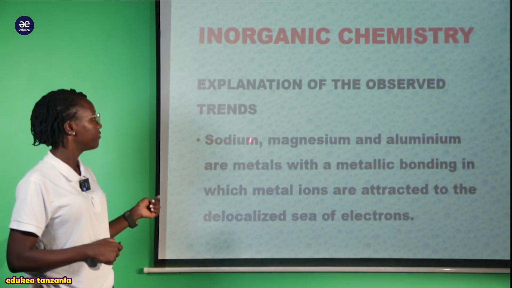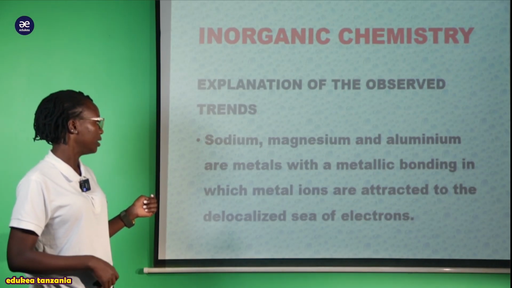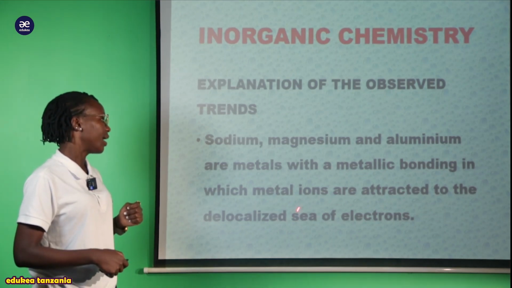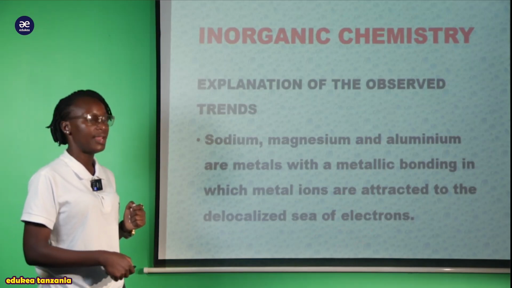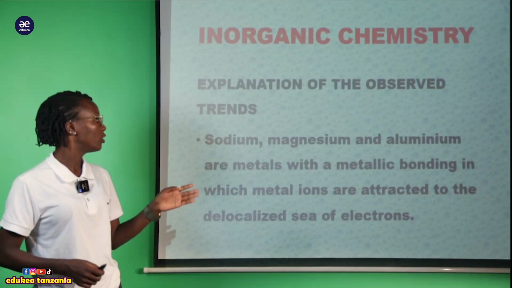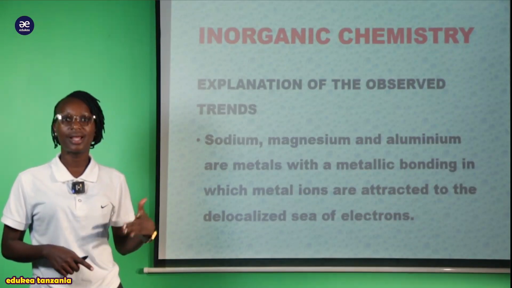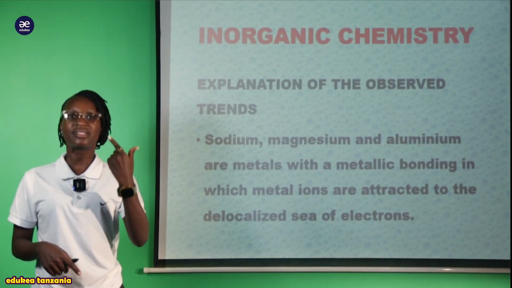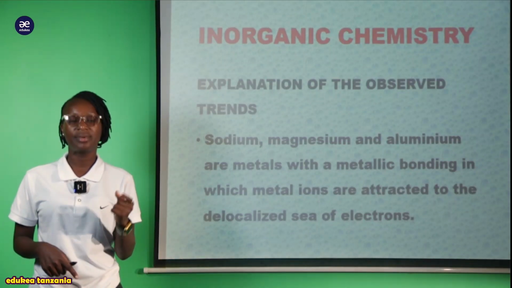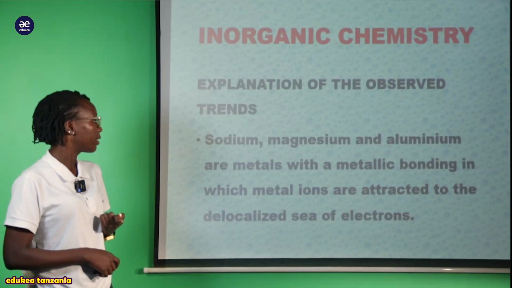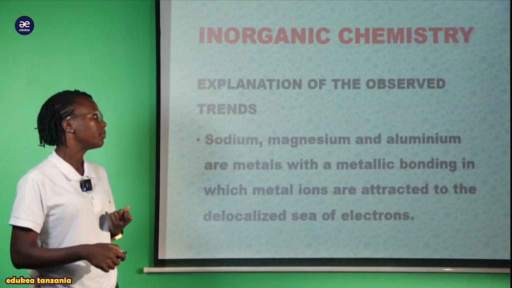So for instance, we have sodium, magnesium, and aluminum. Metals with metallic bonding, in which metal ions are attracted to the delocalized sea of electrons. If you can remember about the metallic bond. Kwa hiyo tunavyoongelea hizi metals, for instance, sodium, magnesium, and aluminum, you can see that all these elements fit in the metallic character, ambazo zina tend to form the metallic bond. These are metals with metallic bonding.